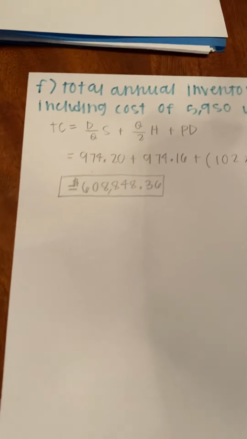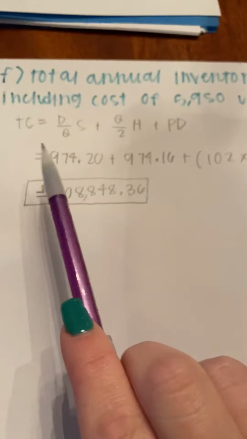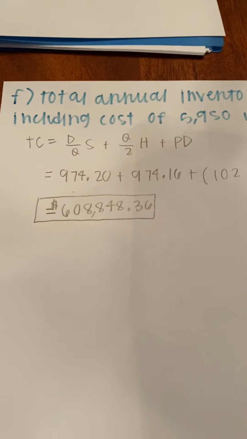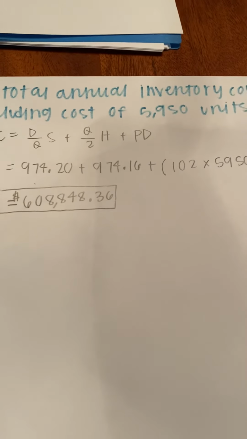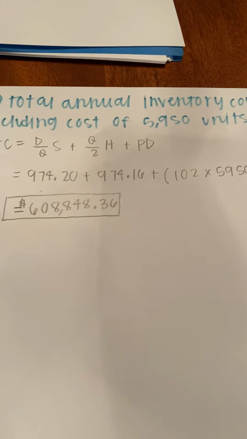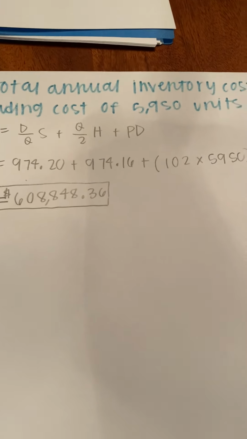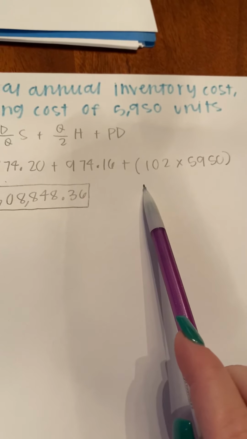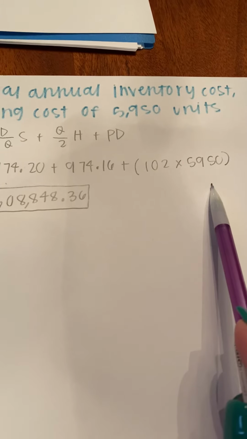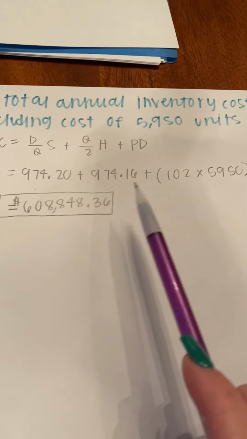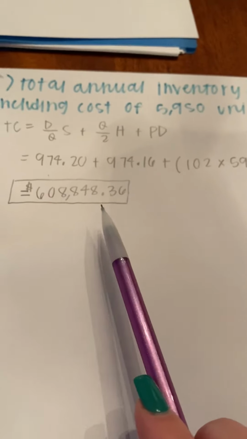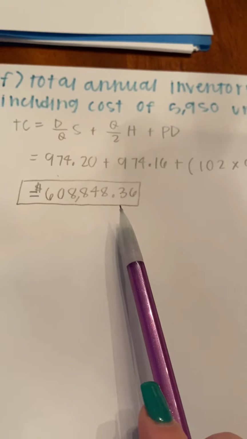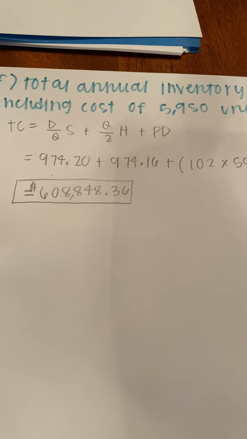So we can see here that we have taken the total cost formula and we found D over Q times S to be 974.20 in the last problem, and Q over 2 times H is 974.16. So all we need to do for this problem is take 102, which is the price, times the demand, 5,950, and add it to these two other numbers. And we find the total annual inventory cost, including the cost of 5,950 units, to be 608,848.36.